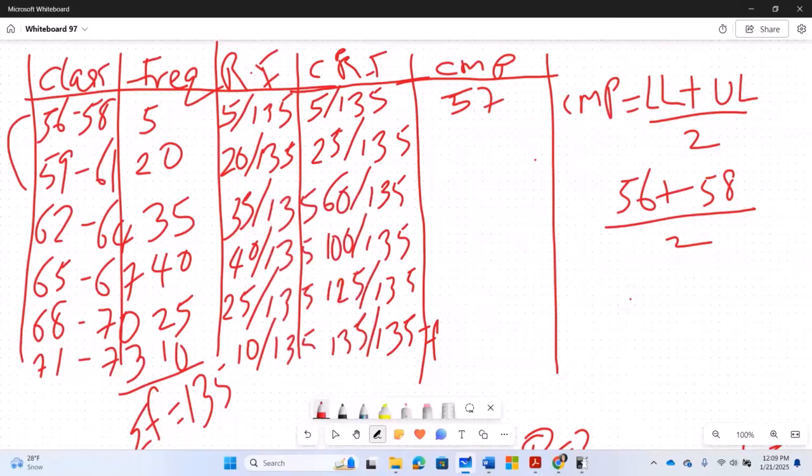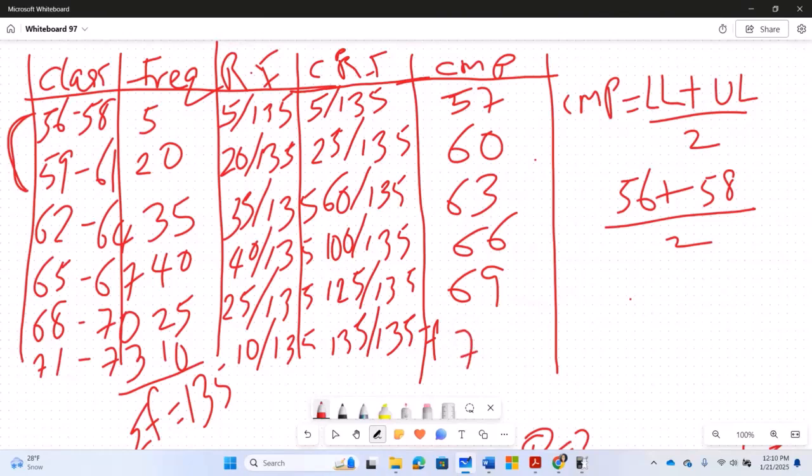Now I can start adding the class width because I already know that the difference between consecutive class midpoints is the class width. And I already know that the class width is 3. 57 plus 3 is 60. 60 plus 3 is 63. 63 plus 3 is 66. 66 plus 3 is 69. 69 plus 3 is 72. There you go. I have calculated all the class midpoints.